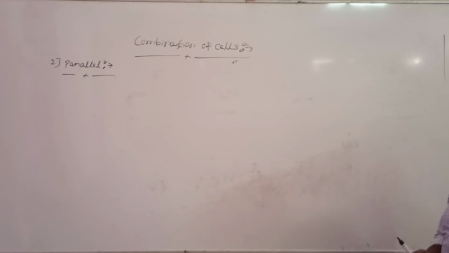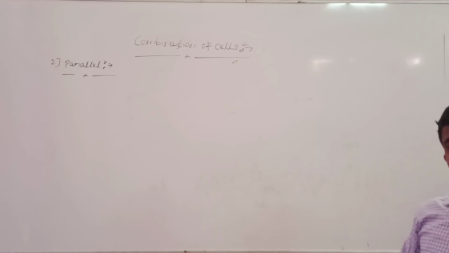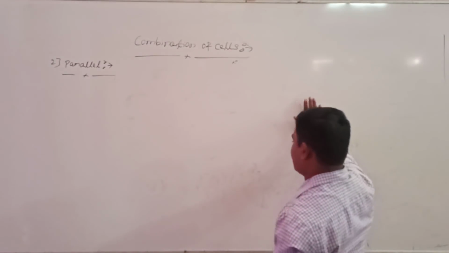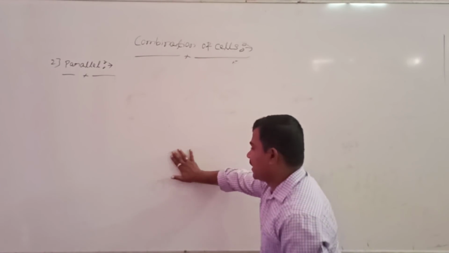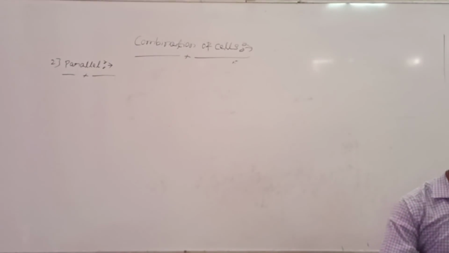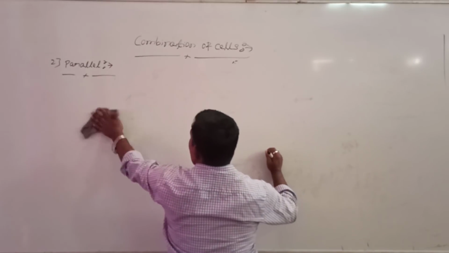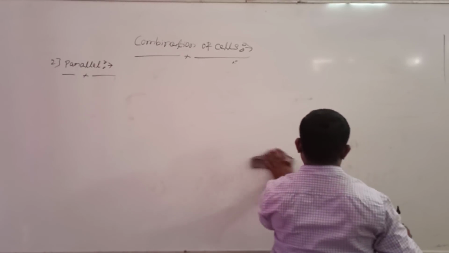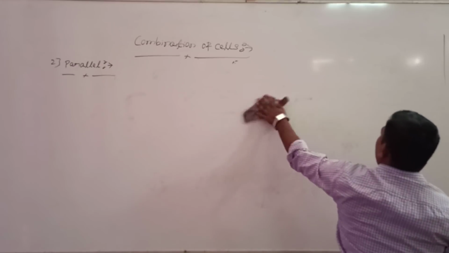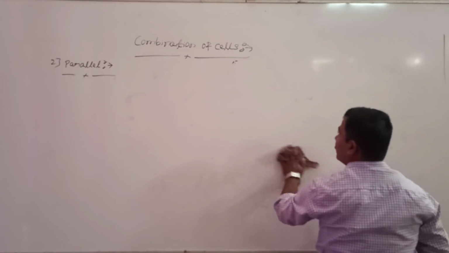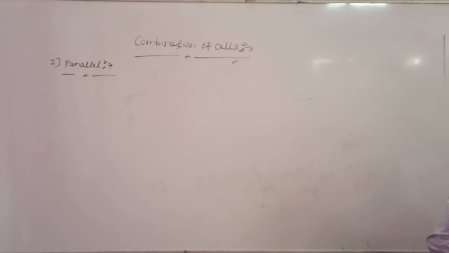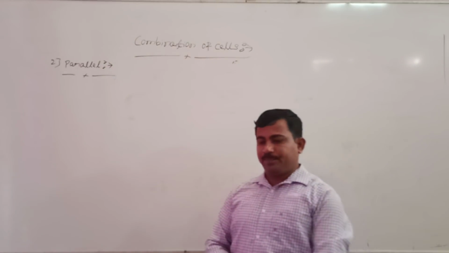Students, for calculation purpose, we will see only two cells which are connected in parallel combination. Only two cells connected in parallel combination, that we will see. Look at it. See here.